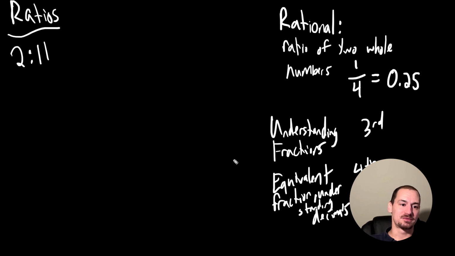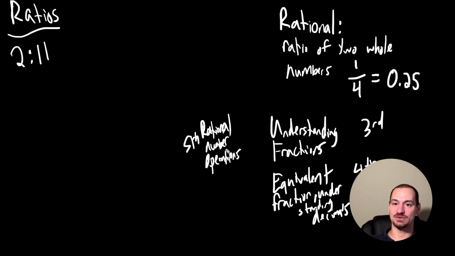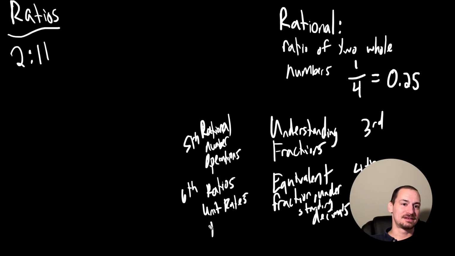I'm going to have to move this over here. In fifth grade, that's where you start rational number operations, or really finish rational number operations. So adding, subtracting, multiplying, and dividing with decimals and fractions. And then in sixth grade, that's where you start to get the idea of ratios, things like unit rates, which I'll cover a little bit more here. You start getting tables. You start getting coordinate planes.